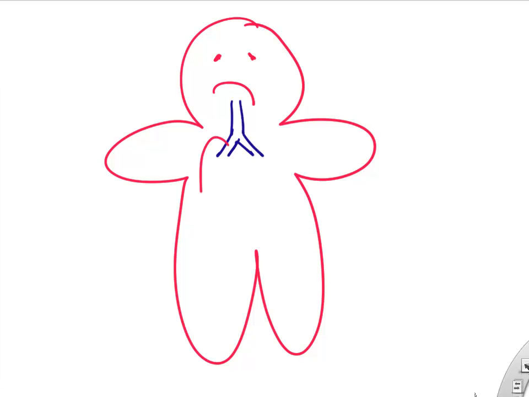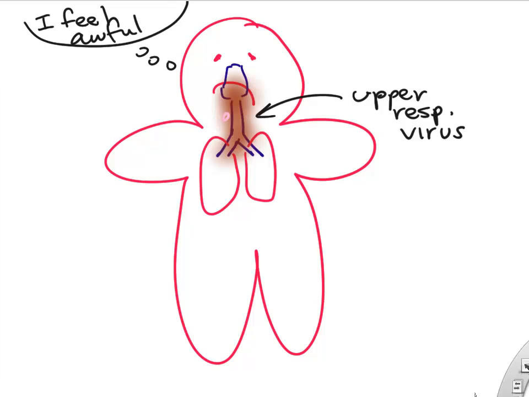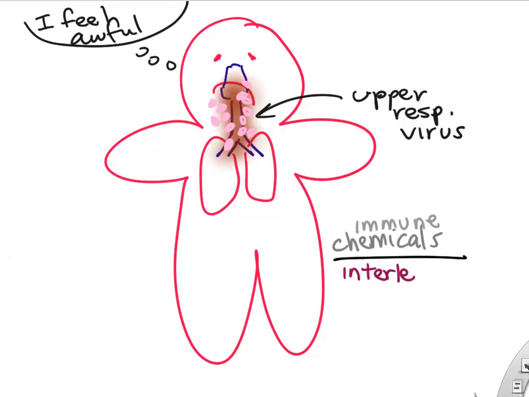One of the things to consider is when you get the influenza virus, it's really an upper respiratory tract virus that affects your throat and your airways, but it makes you feel awful all over your whole body. So when those immune cells are fighting that local infection in your respiratory tract, the immune chemicals like interleukins and interferons get released into your bloodstream and travel throughout your whole body.